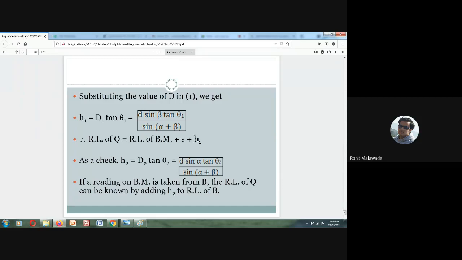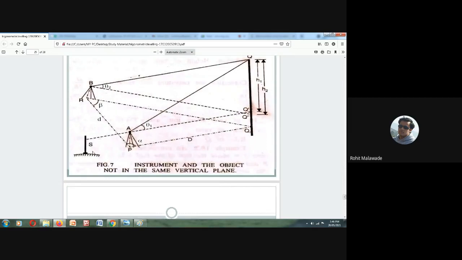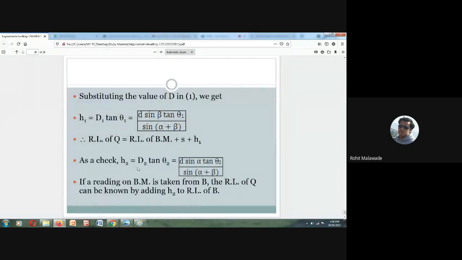So H1 we have determined, that is H1 equals D tan theta 1, plus S, that is the staff reading, and then the RL of the benchmark. RL of the benchmark is nothing but this particular point, plus S plus this particular value. Okay. Then we will be finding a check. As a check, what we are going to do is the reverse. Here, from R to P, we have noted down the angle beta. Here, R to P, the horizontal D will be common, sine alpha. From P to R, we will be noting down the horizontal angle and the vertical angle tan theta 2.